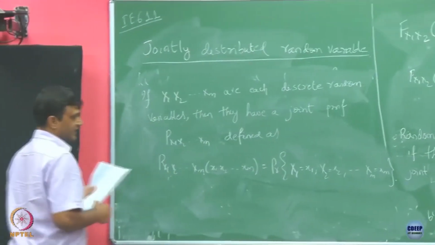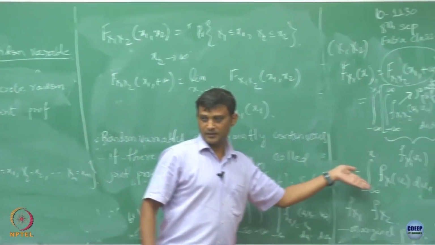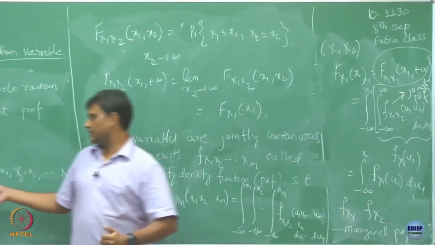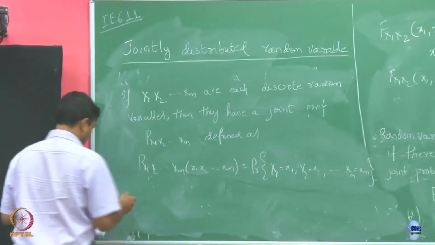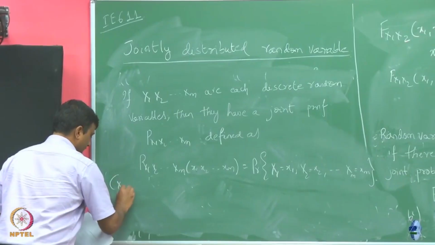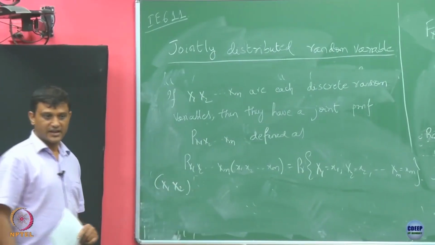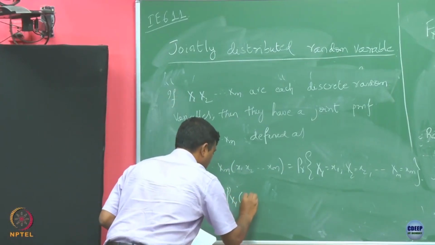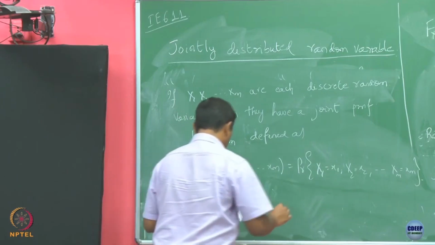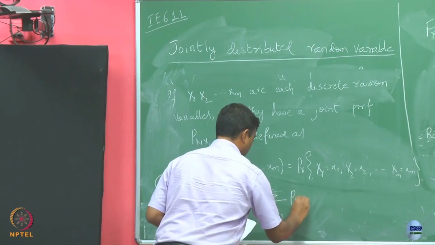And for this case also, the way we recovered my marginal PDFs here, we can also recover the marginal PMFs. I will just do it for the simple case of two random variables. Suppose x1 and x2 are discrete and jointly distributed, then P of x1 of u1 is simply going to be the sum over the second random variable.